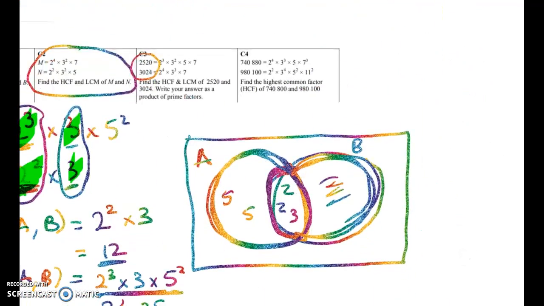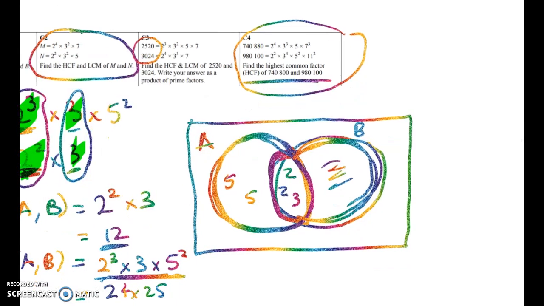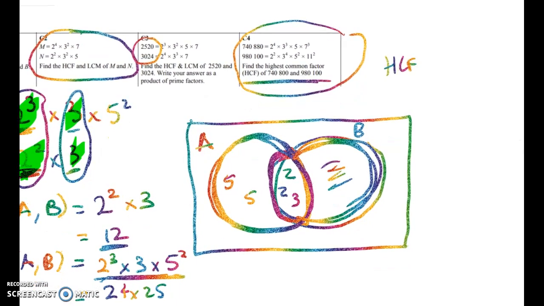Now let's take a look at that last question. It's exactly the same idea, except we're dealing with really big numbers. So I'm not going to do that one in this video because it's got to 8 minutes already. It's the same thing. You can either use the Venn diagram method or you can use the just picking the factors off by lining them up. I will do the highest common factor.